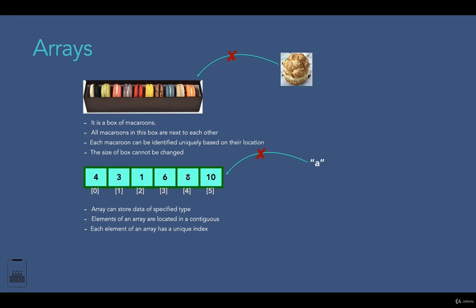As you can see, from left to right, it goes 0, 1, 2, 3, 4, and 5. So it increases sequentially. The last property of an array is that the size of an array is predefined and cannot be modified.